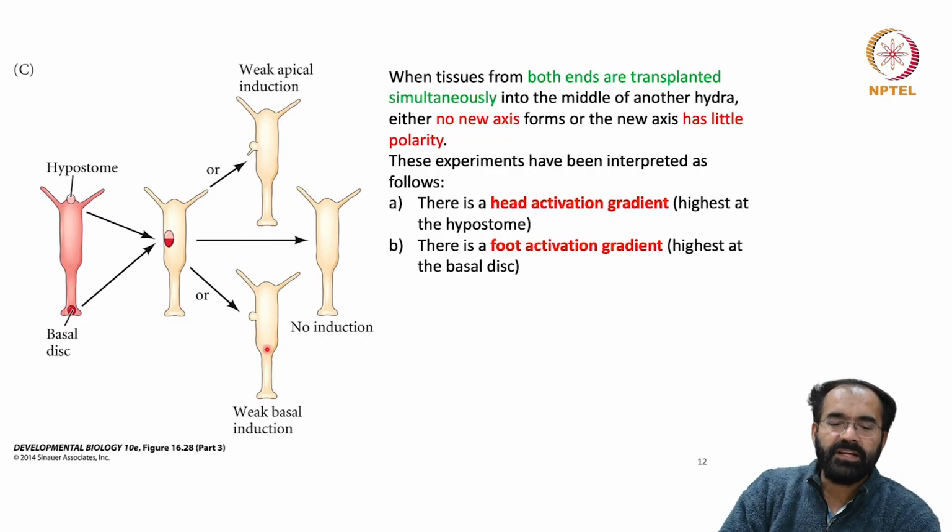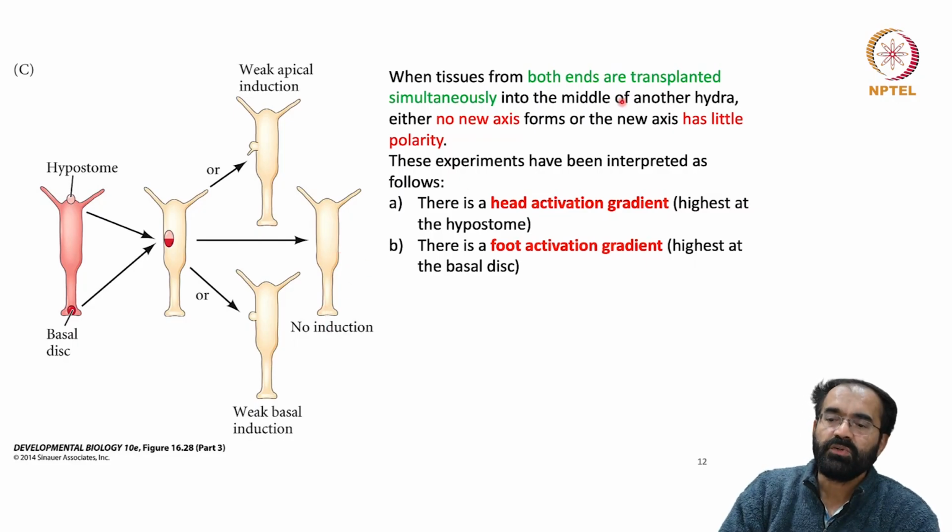And why do you get a weak basal disc induction? Because maybe the basal cell count was a little higher. But if it is an absolutely precise number, 100 hypostome cells, 100 basal disc cells precisely, then you get zero induction. There is nothing coming out of that body. That means it got neutralized, it got nullified. So there is called a no induction.